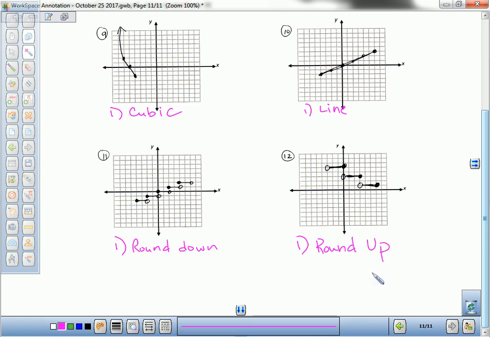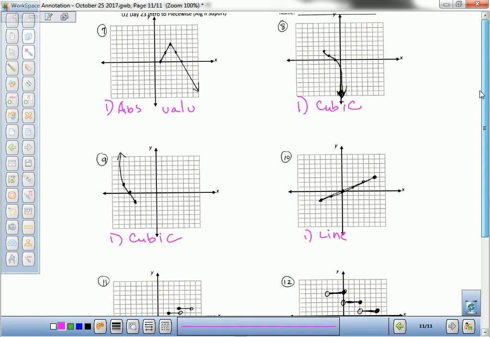Alright. Did you identify them correctly? Alright. So now let's go back. I thought it was a square root. But gotcha. A little tricky.